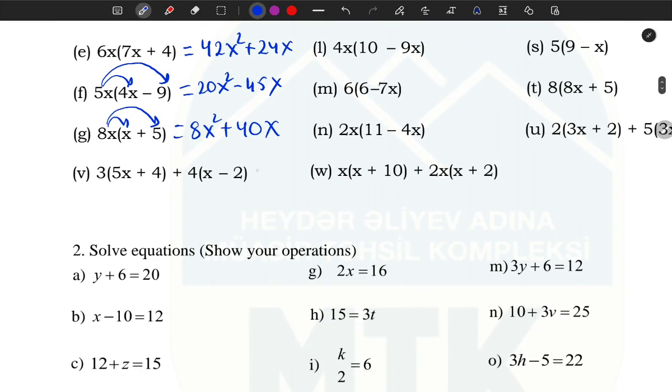Variant V. First we multiply 3 by 5x, 15x, 3 by 4, 12, plus 4x minus 8. Then we need to collect like terms. Here are like terms 15x and 4x. When we add 15x and 4x, we get 19x. Then 12 minus 8 gives us 4, and we get from here 19x plus 4.